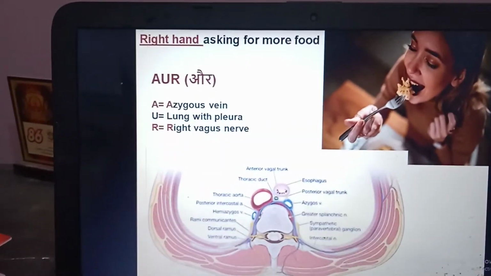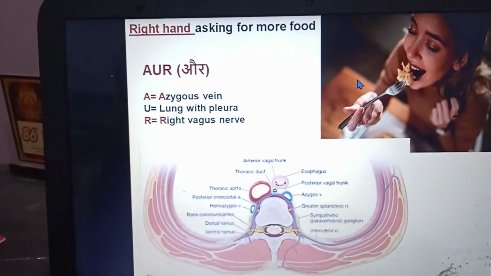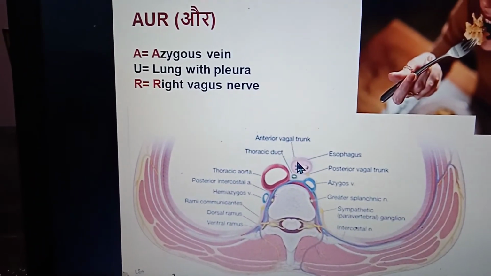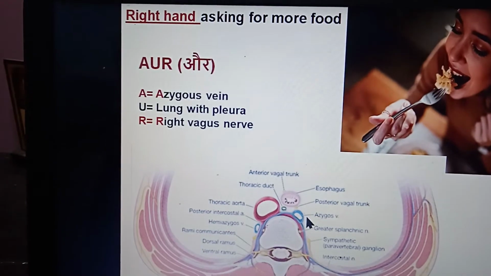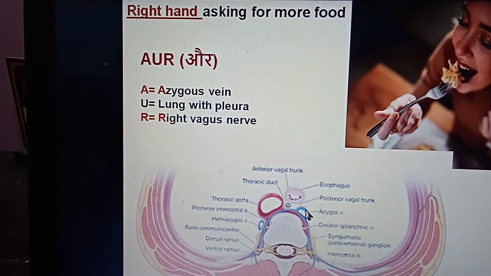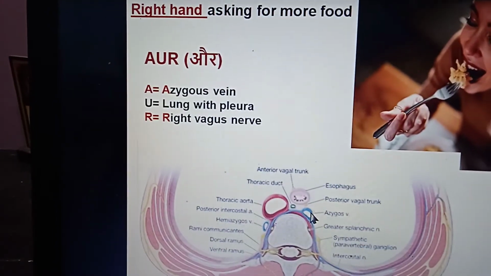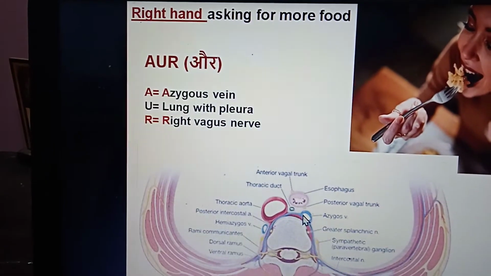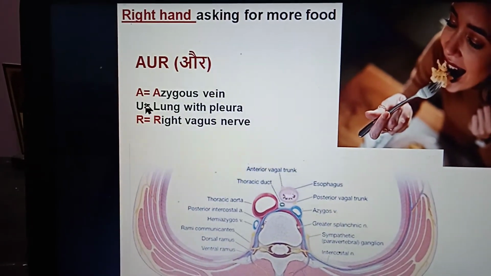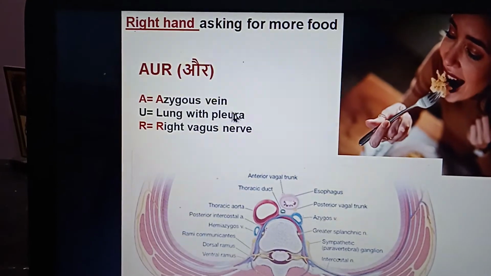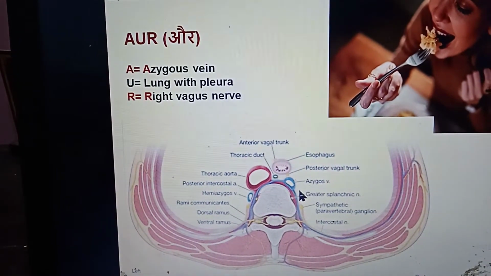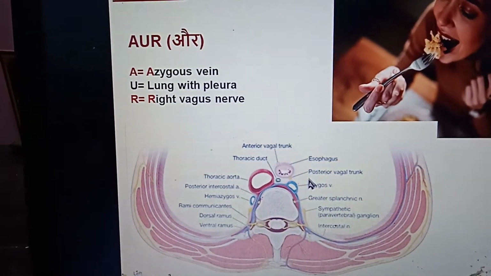Now on the right side, she is very foodie, so she is asking for more food. What we are seeing here is the esophagus, and on the right hand side she is asking for more food, or A for azygos vein. This is in the back as well as on the right side. So it will come in the posterior relation as well as the right side relation. So azygos vein, and suppose L is silent, so lung with the pleura, U, or, and R for right vagus nerve. Here we can see the right vagus nerve is passing from here.